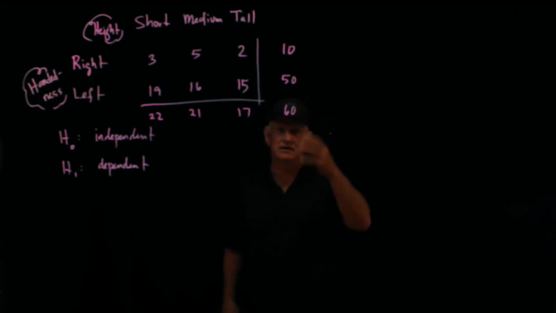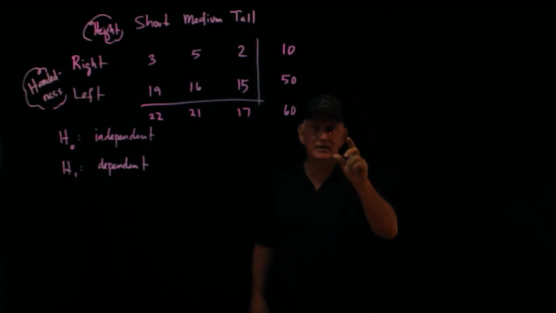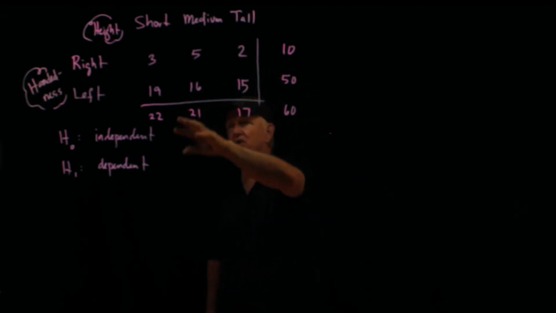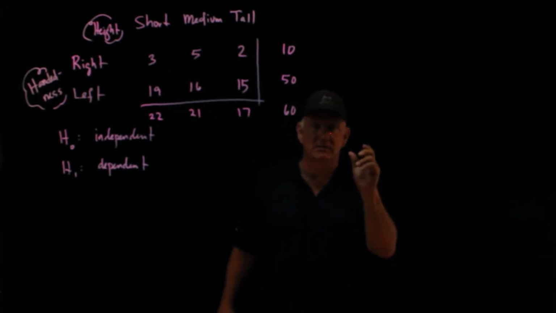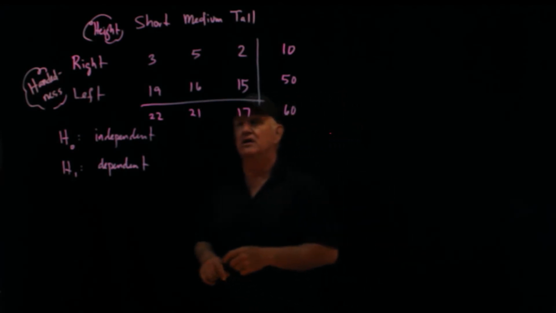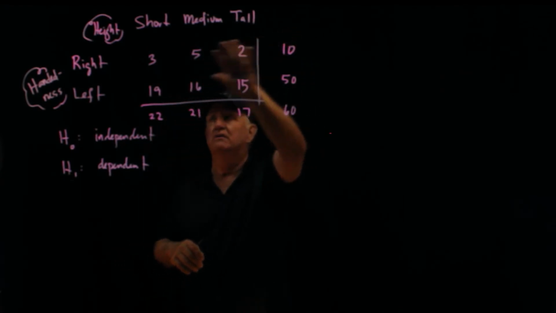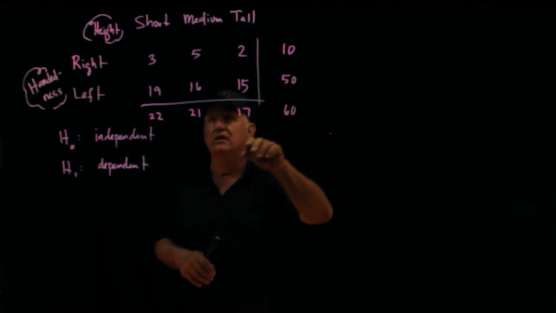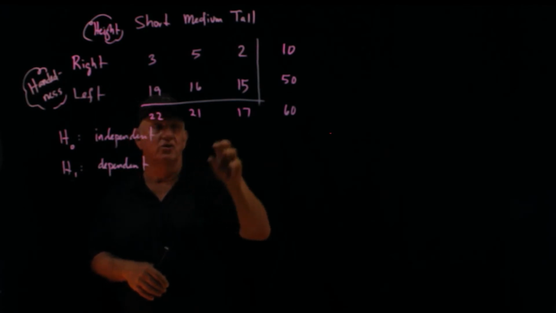So how could I calculate the probability of being short and right-handed? Well, if there's no dependence between short and right-handedness, then the probability of being short and right-handed is the probability of being right-handed times the probability of being short. The probability of being right-handed is 10 out of these 60 people. And the probability of being short is 22 out of 60.